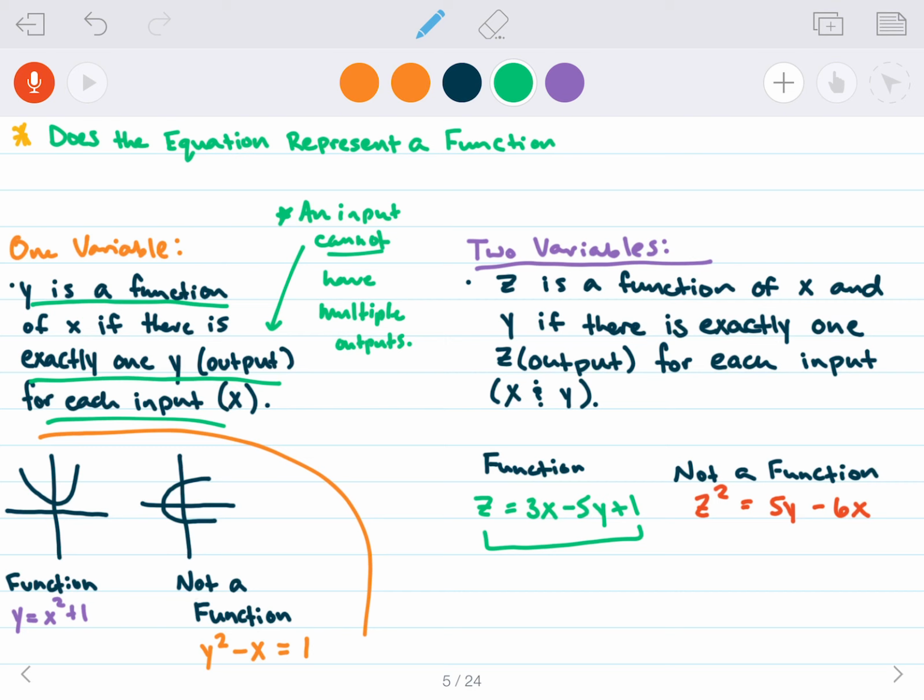So our first function here is z equals 3x minus 5y plus 1. This is a function because we choose the inputs for x and y, and we're only going to get one output for z. There's no way that we can get multiple outputs for two inputs. However, we do have a problem whenever we see a square.